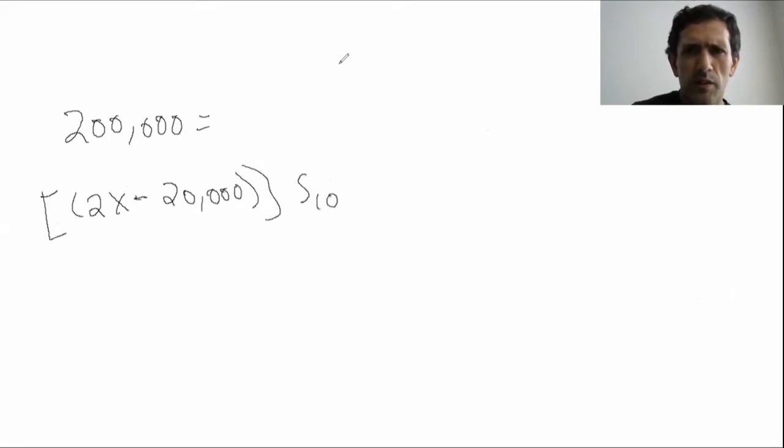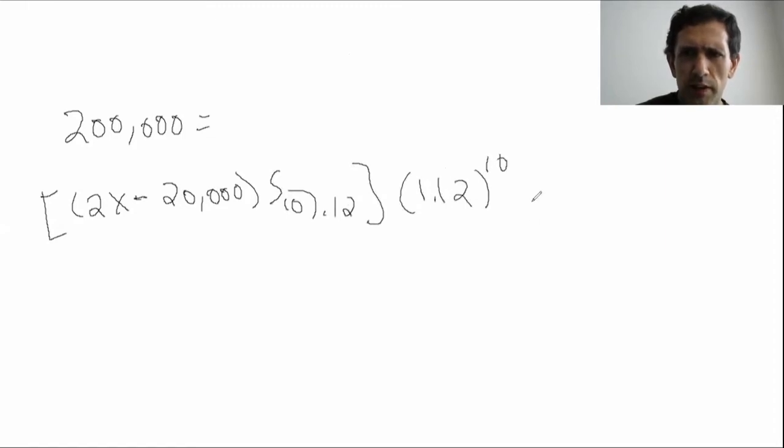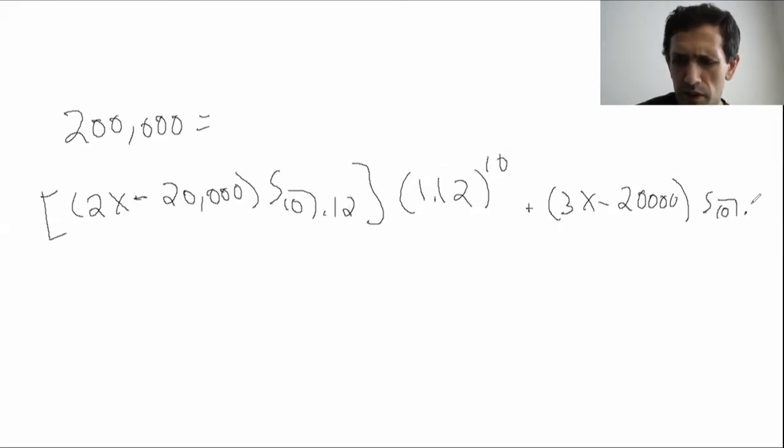Get rid of this. All right, so S10.12, 1.12 to the 10th, plus 3x minus 20,000. Definitely this is easier to do on a calculator. Just get S10.02 quickly on your calculator.